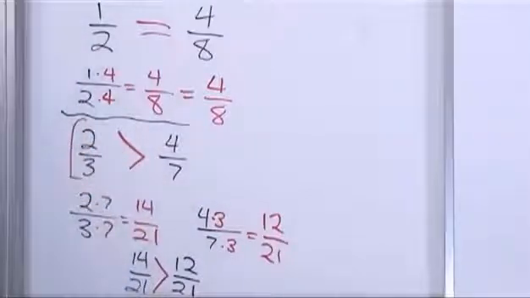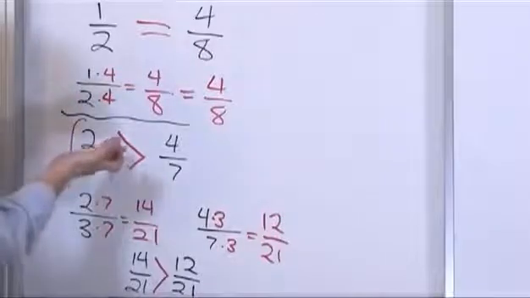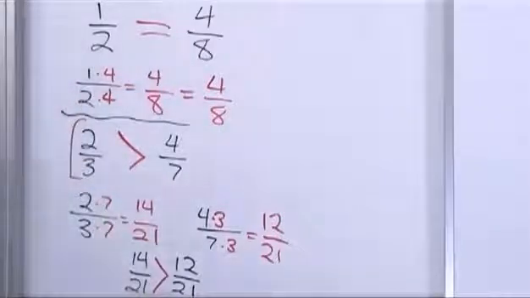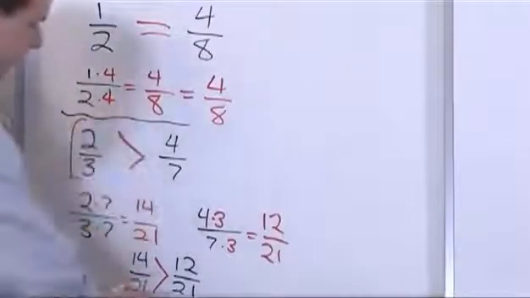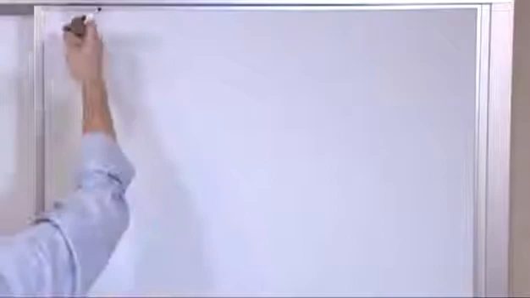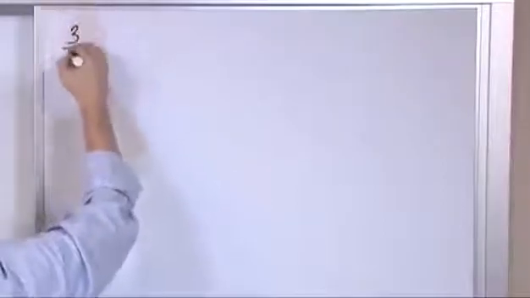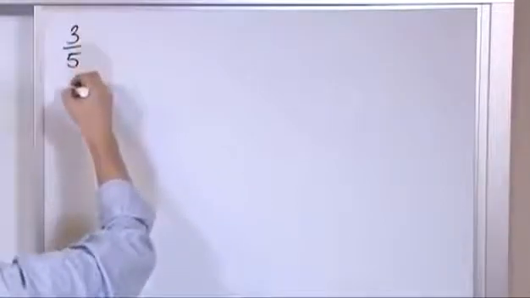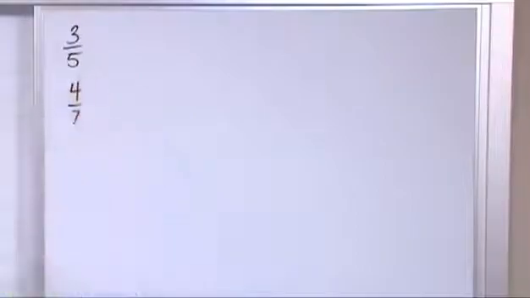2/3 is larger than 4/7, but I guarantee you it's very, very difficult for you to look at those two fractions and figure that out in your head. But by transforming them, it becomes very, very simple. It's just like reading numbers. So, it's something to get used to. What if we had 3/5 and 4/7? 3/5 and 4/7.